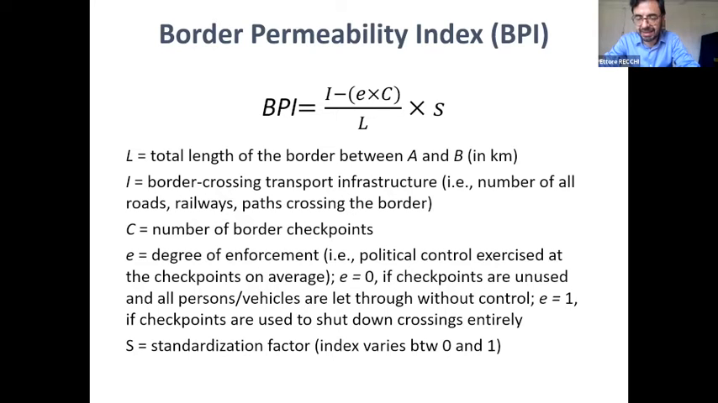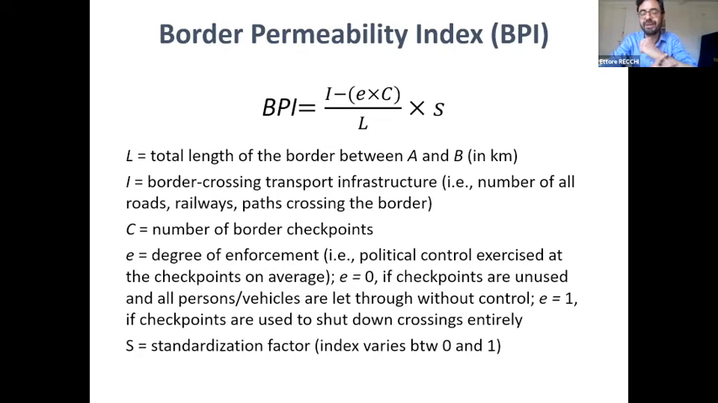which is something I anticipate we don't manage to know, but we can assume that it varies from 0 when the checkpoint is empty, actually, it's not guarded, there are no soldiers or police at the checkpoint, to 1 when the checkpoint is heavily guarded and nobody is entitled to cross that border. We divide these by the length of the border, and we use a factor S to standardize the index between 0 and 1.